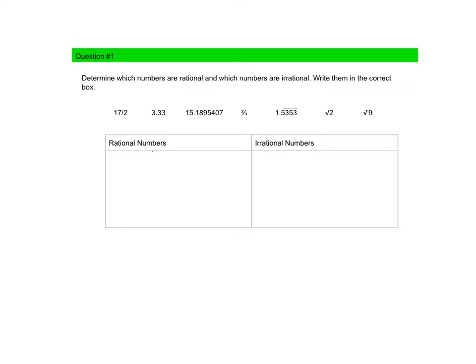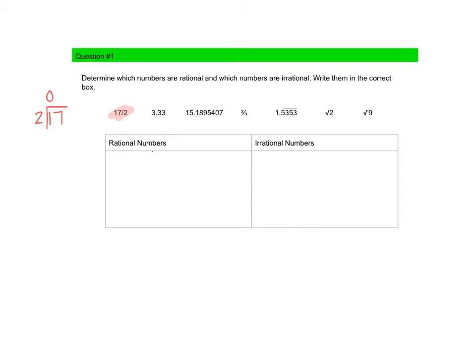For question number 1, you're to identify which of these numbers below are rational and which ones are irrational and write them in the correct box. I'm going to start with 17 over 2 and solve that off to the side. 17 over 2 is the same as 17 divided by 2. And I'm going to do this by hand because we cannot use a calculator on this test.